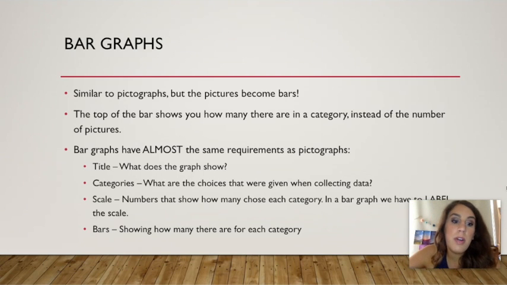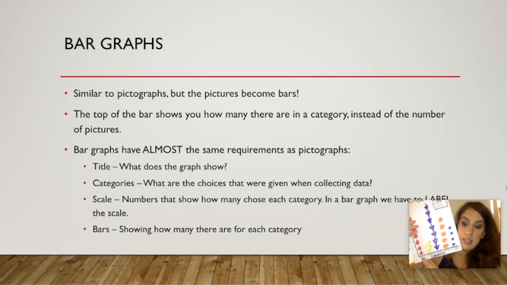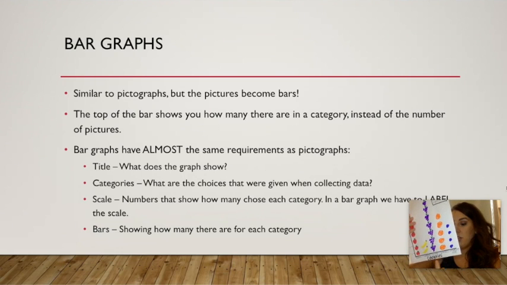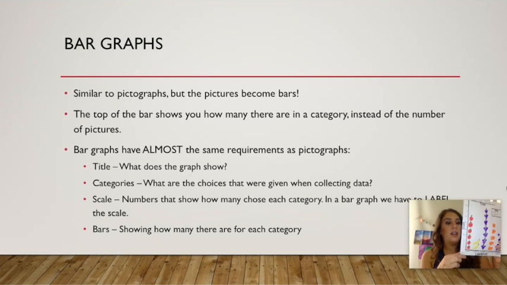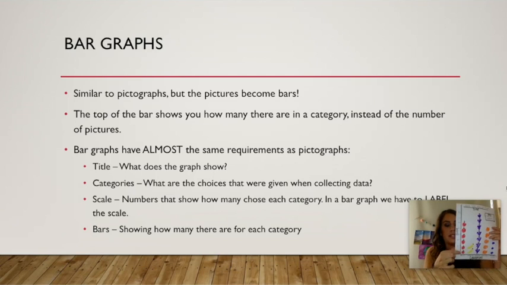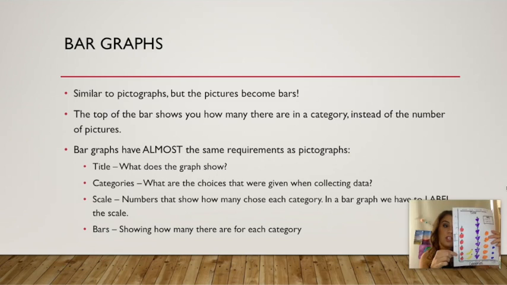So bar graphs have really similar requirements to pictographs, but it is slightly different. They have to have a title, and the title tells us what the whole graph is showing. They also have categories, just like we did yesterday, down here at the bottom with the apples, bananas, grapes, peaches, and other. Those were our categories, the different choices. Then there's the scale, and the scale is right here. The scale is the numbers that show how many chose each category.